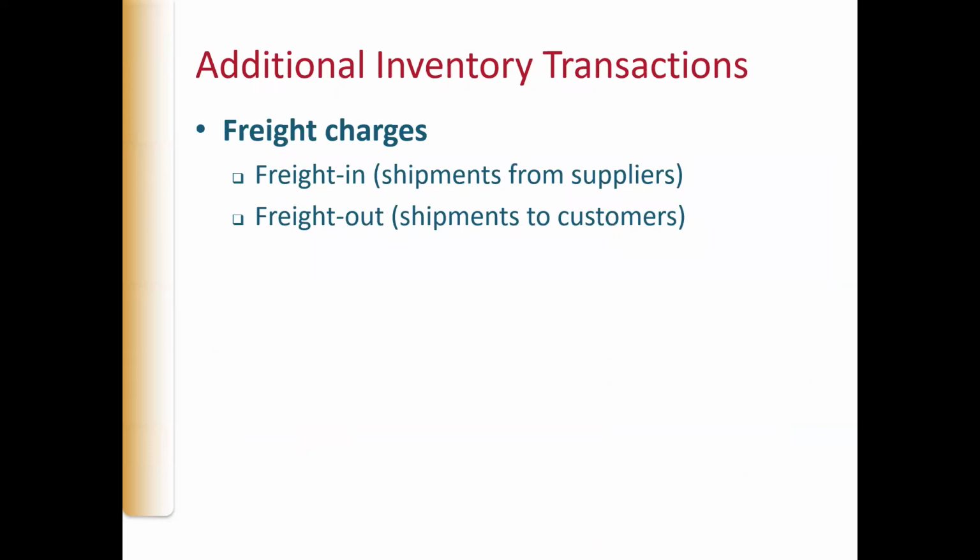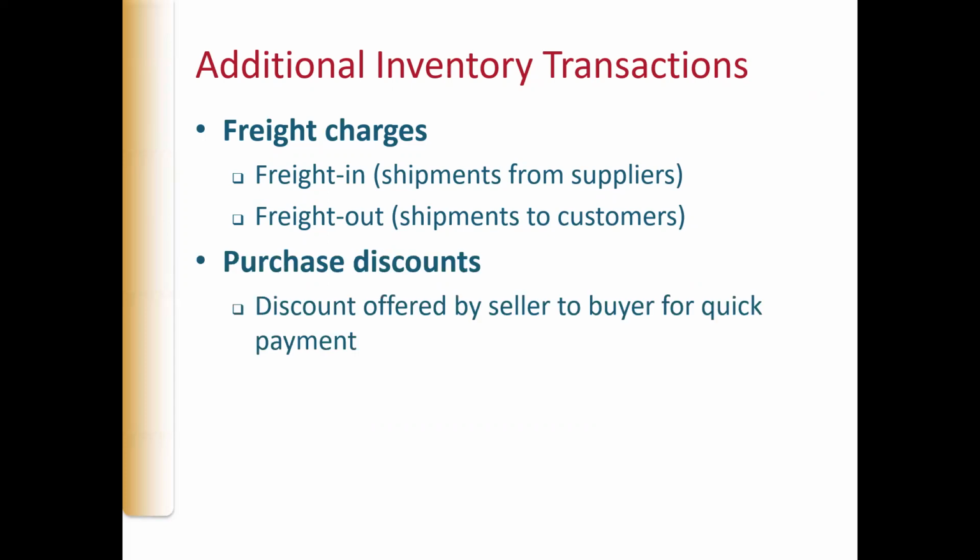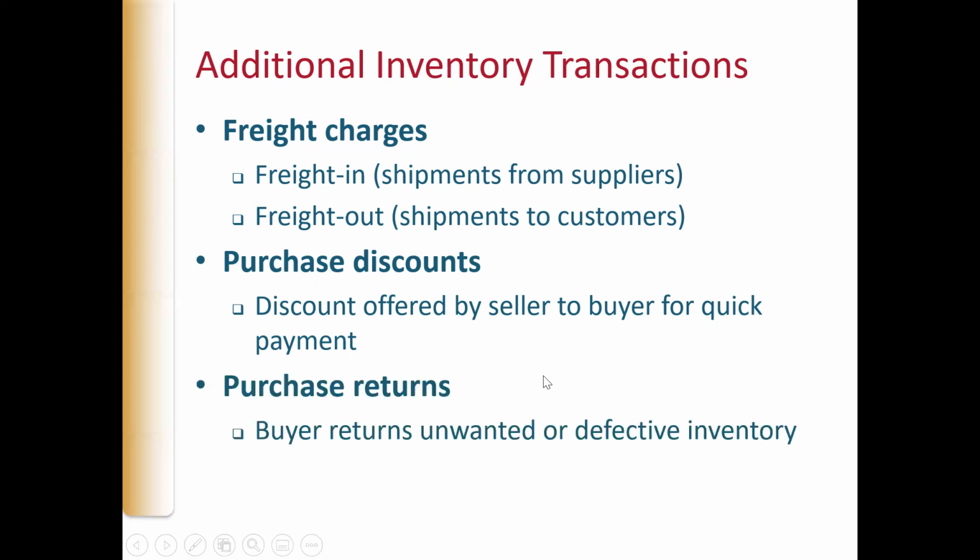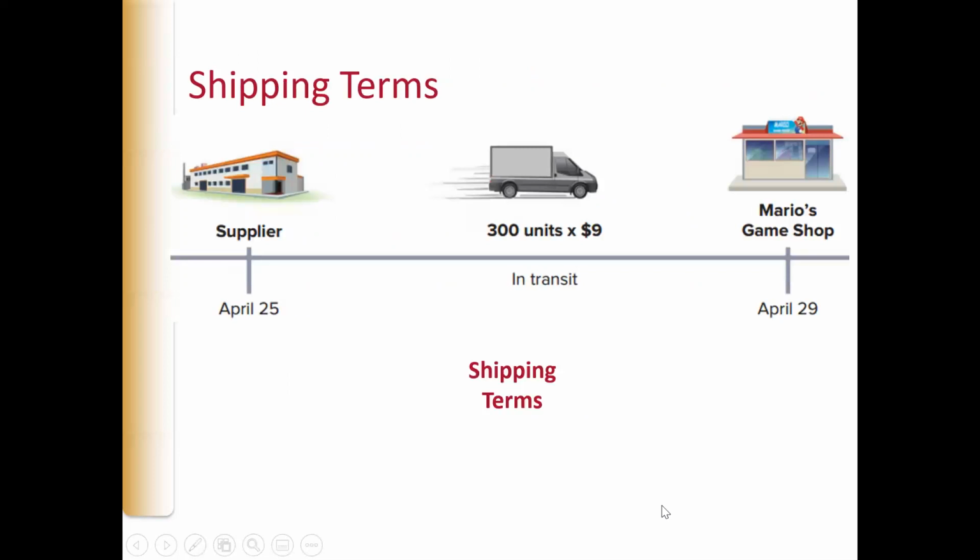Now, there are some additional items that go into inventory. Freight in are shipments from suppliers that we pay for, and freight out, shipment to customers we pay for. There's also something called purchase discounts, and there are purchase returns. So we're going to talk about how these various transactions affect our inventory.